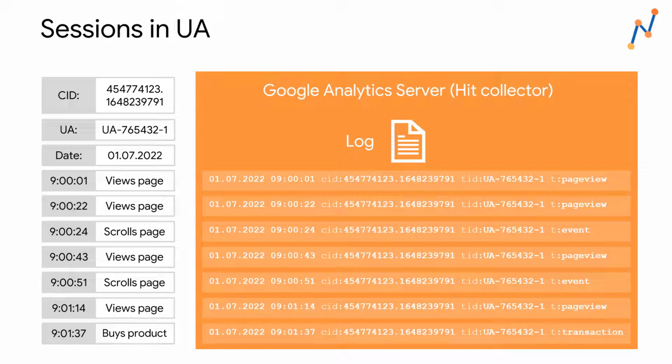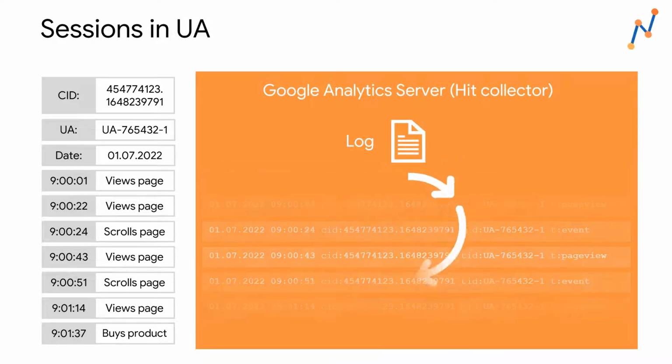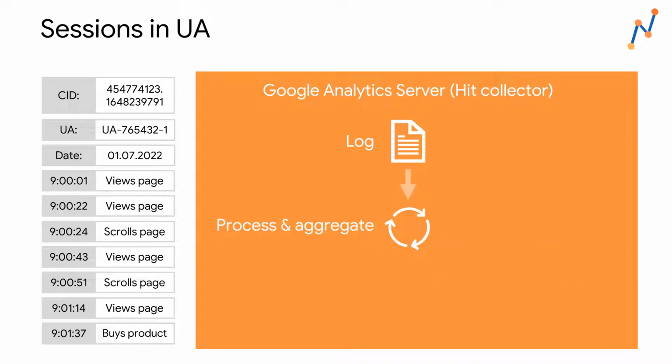So now it's time for the Google Analytics server to process the log file and aggregate the data so it can be stored in the corresponding database. And this aggregated data will show one user with one session consisting of 7 interactions.